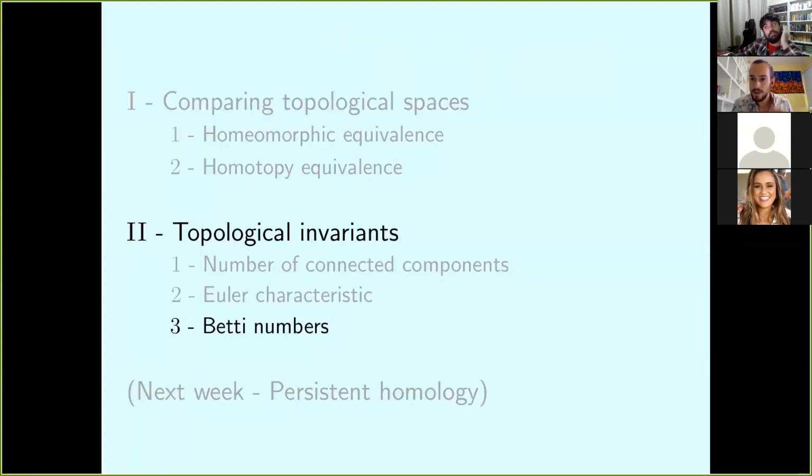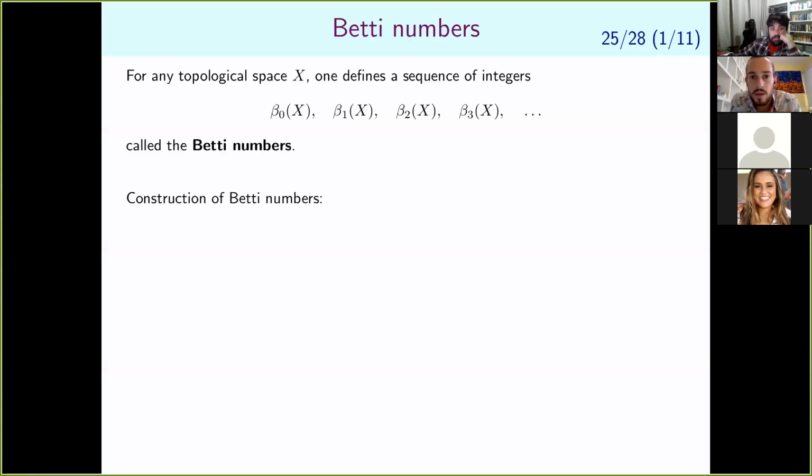All right, so let's go to the last invariant, Betti numbers. So the Betti numbers, this is not an invariant, but a sequence of invariants, a sequence of features. And it goes like that. To any topological space X, you can define a sequence of integers, beta 0, beta 1, beta 2, etc. And we call these integers the Betti numbers.